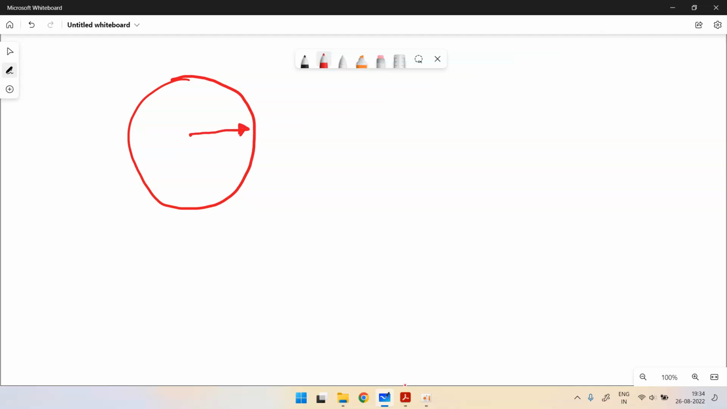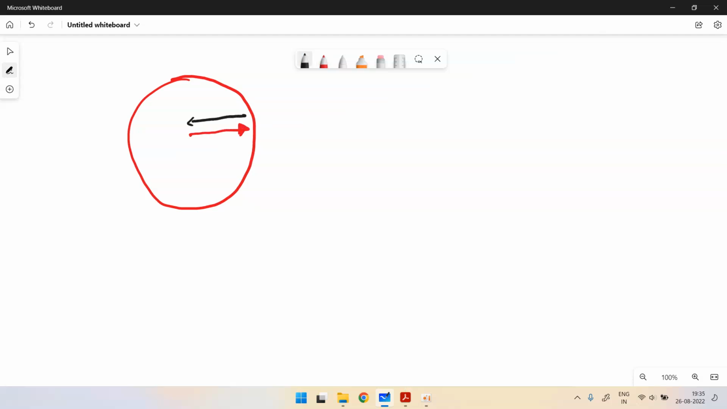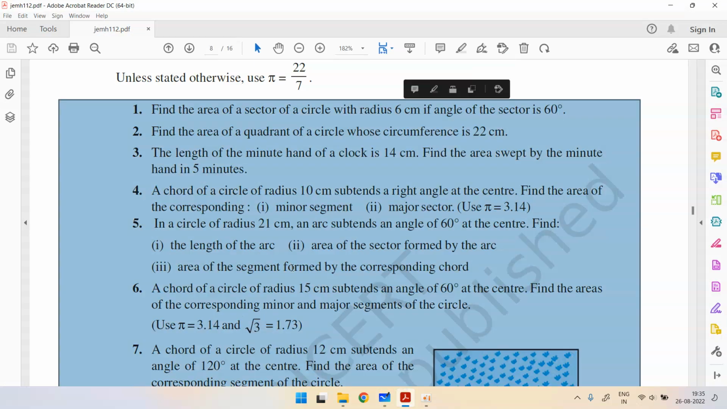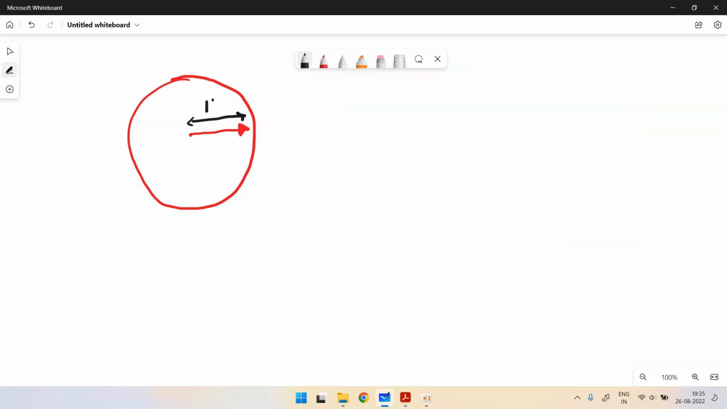Suppose this is the minute hand. The question is: this minute hand is 14 centimeter. Find the area swept. Suppose it has moved in 14 minutes, like this, from here to here. So you need to find how much area it has swept from here to here. You need to find this area.